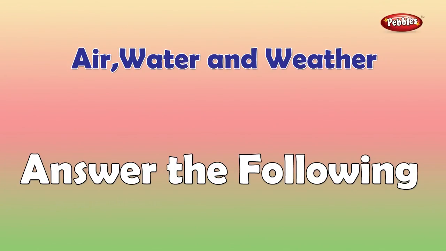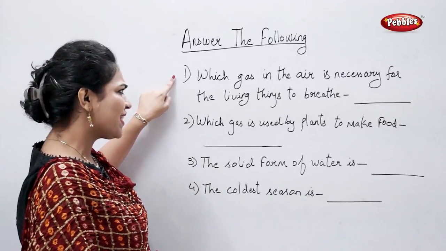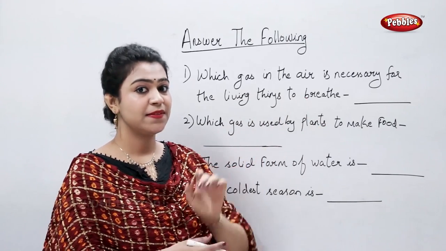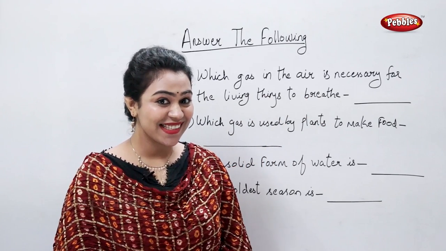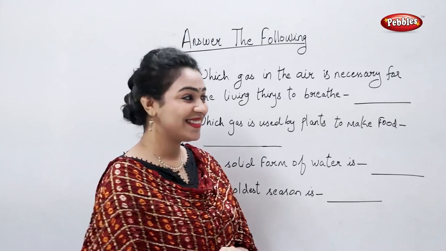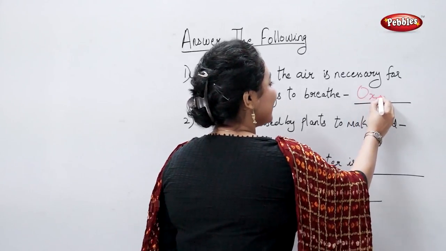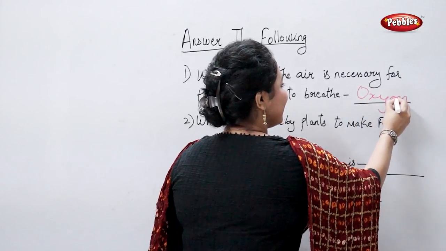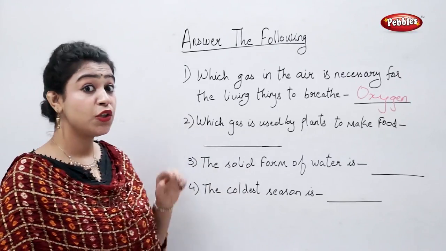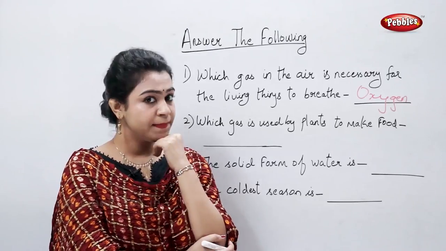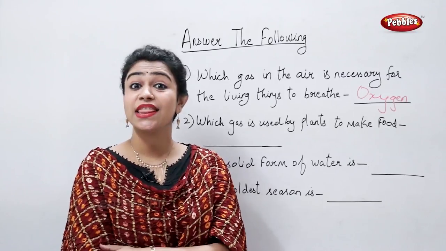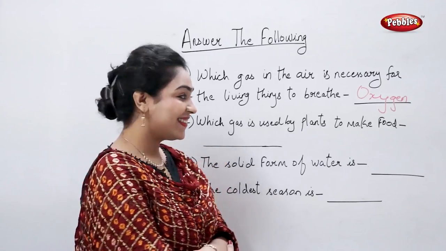Answer the following. Which gas in the air is necessary for living things to breathe? Which is that gas? Yes, that's oxygen. Which gas is used by plants to make food? Which is that gas? Yes, that's carbon dioxide.